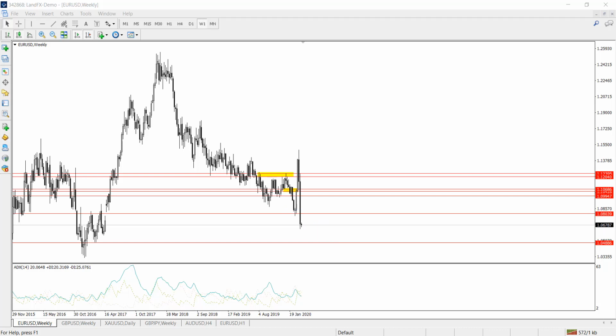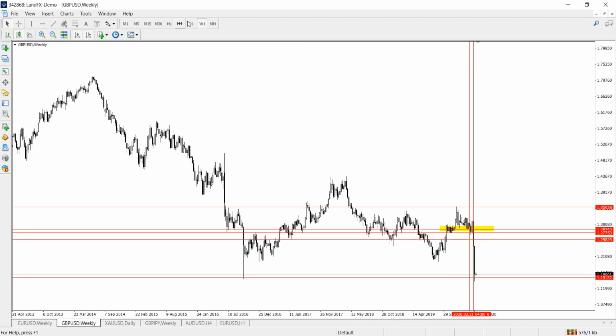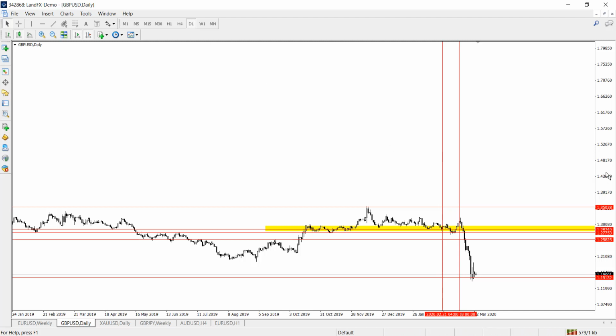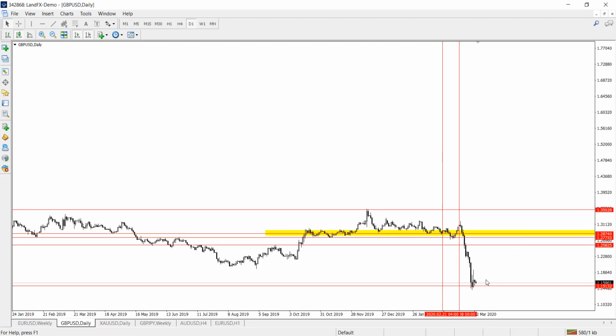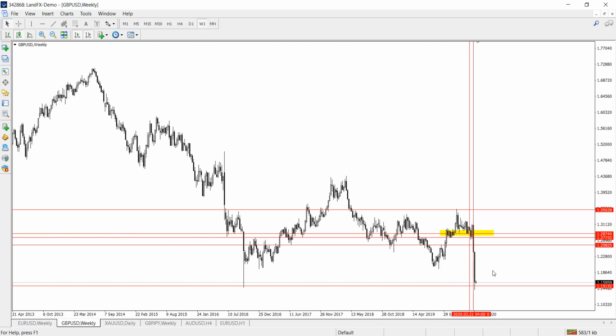Now let's move to the GBP USD on the daily time frame. First of all, let me show you something here. It is traded here above a strong support level, and this is going to be very clear on the weekly time frame. I wanted to show you that it was not clear on the daily, but now it is very clear on the weekly time frame.